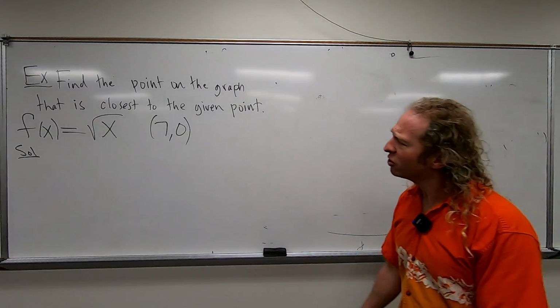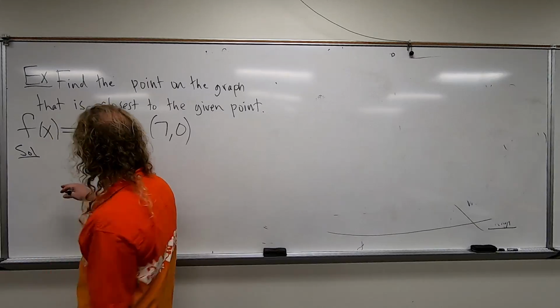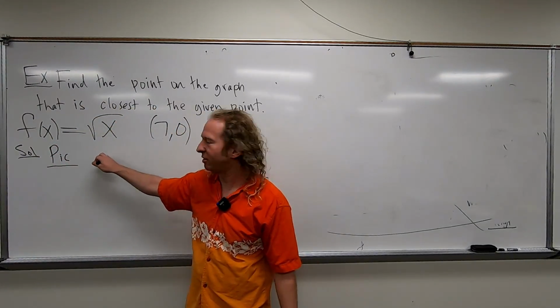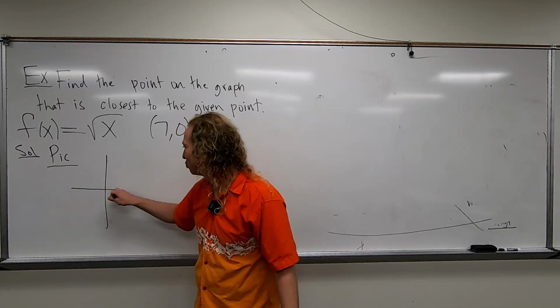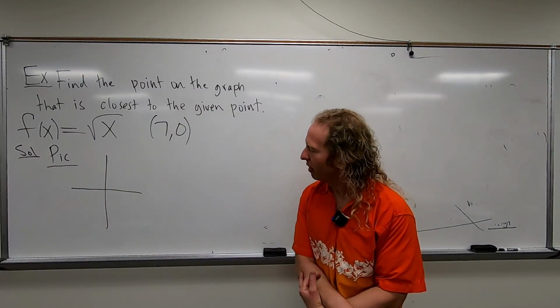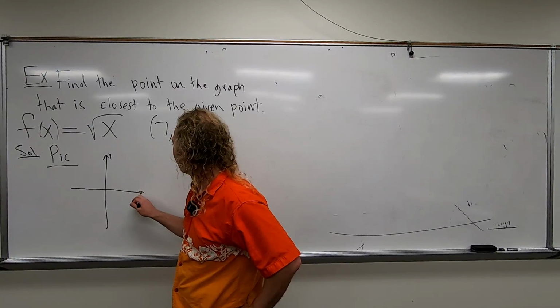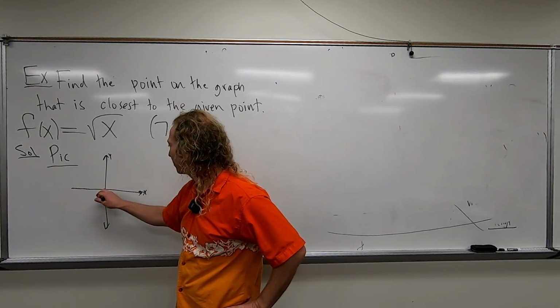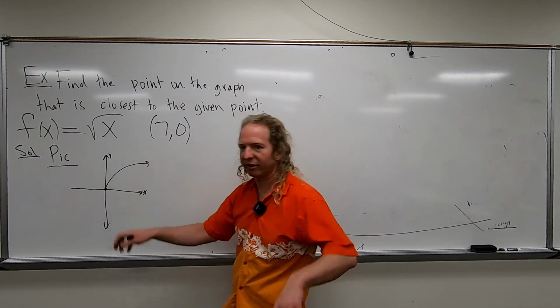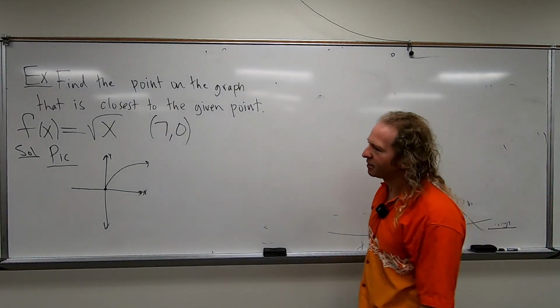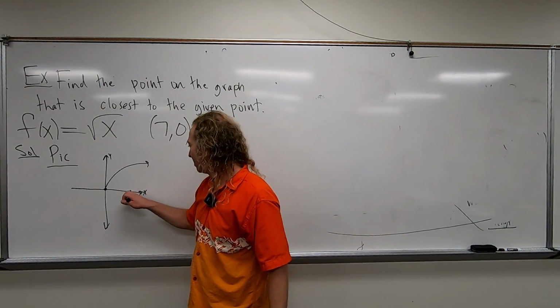Okay, so what are we supposed to do? Let's draw a picture. So this is the y-axis. This is the x-axis. I should label them: y, x. And the square root function looks something like this. It's like a little finger. And (7, 0) is here.